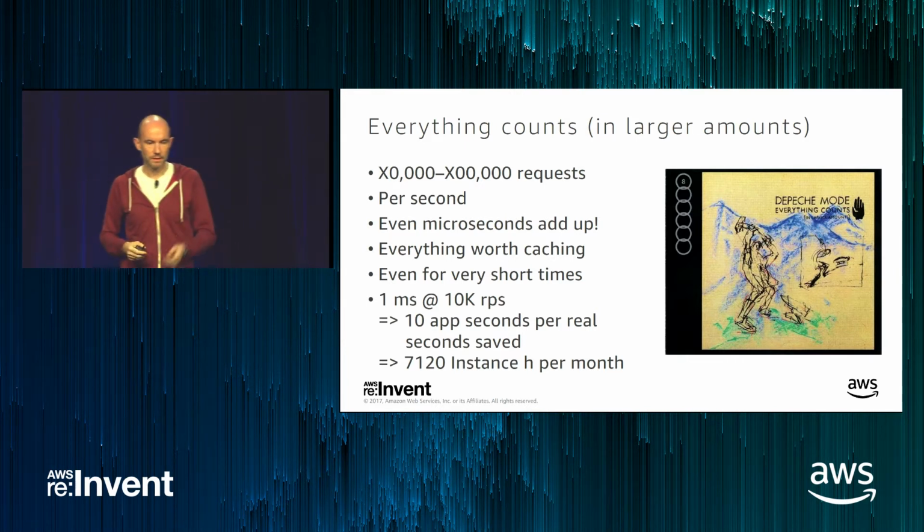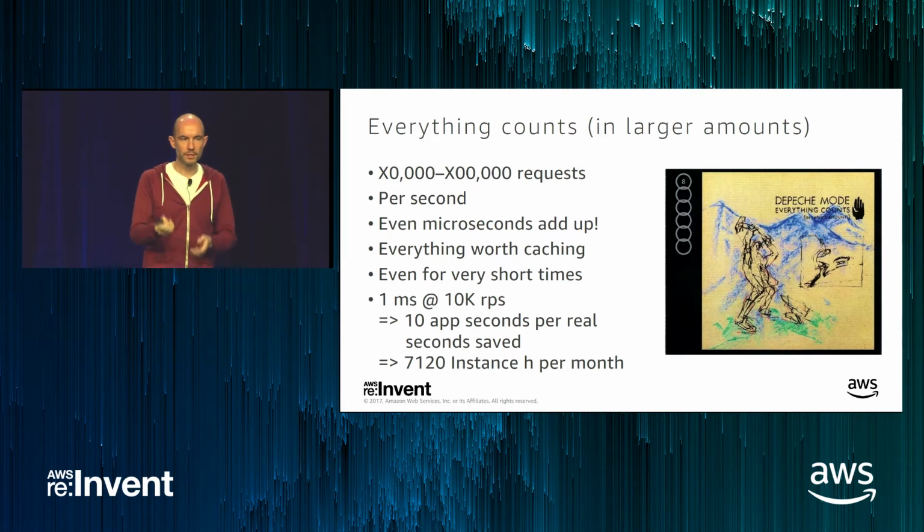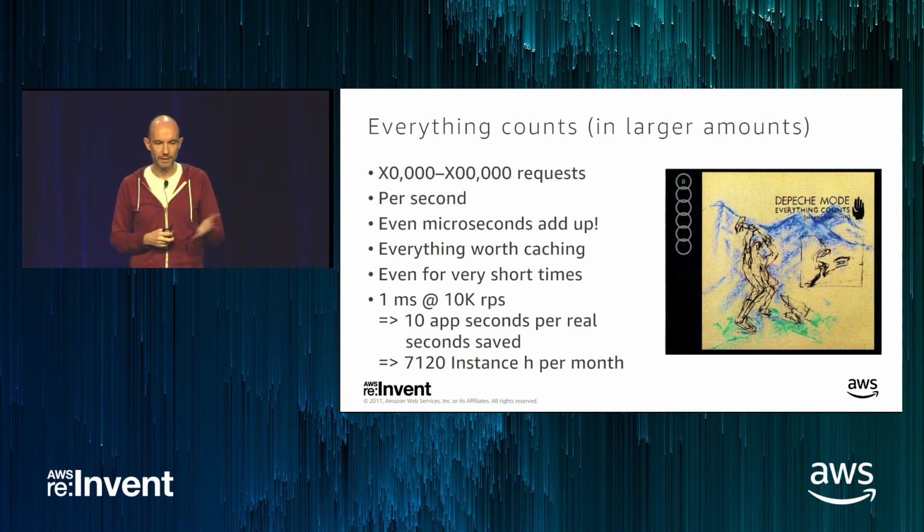So let's take a simple calculation. Let's assume that you can save 1 millisecond out of every transaction through some form of caching or optimization. And if your application is delivering 10,000 requests per second, let's add up the numbers. And you don't need to pull out your calculators or mobile phones. I did the numbers for you.